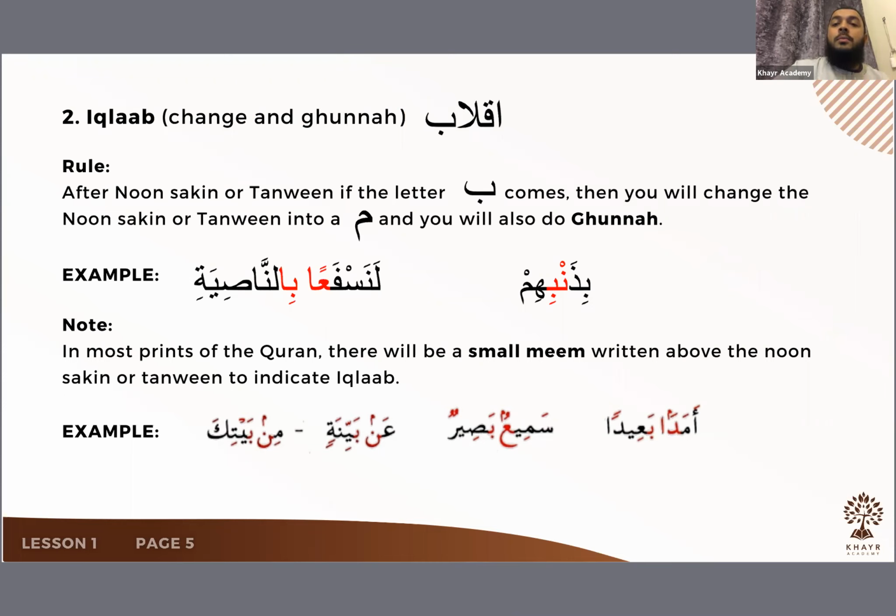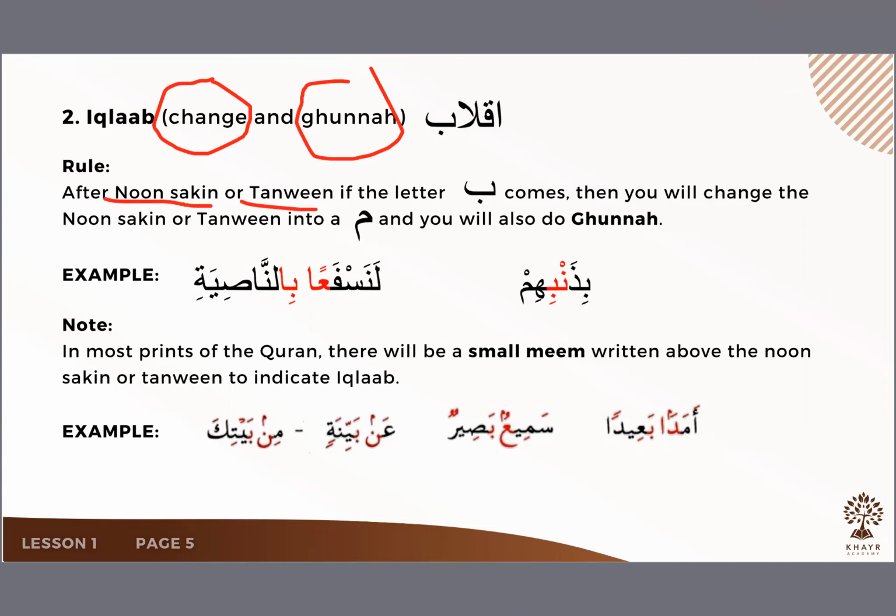Sorry, let me get a thinner pen. So number one, we change, and then after we change it, we do gunna. What is the ruling of iqlab? The ruling of iqlab is after non-sakhin and tanween. Remember, we have to always say these two words, after non-sakhin and tanween, because these are the rules of non-sakhin and tanween. They look different, but they sound similar. After non-sakhin and tanween, if this letter comes, so iqlab only has one letter, ba.